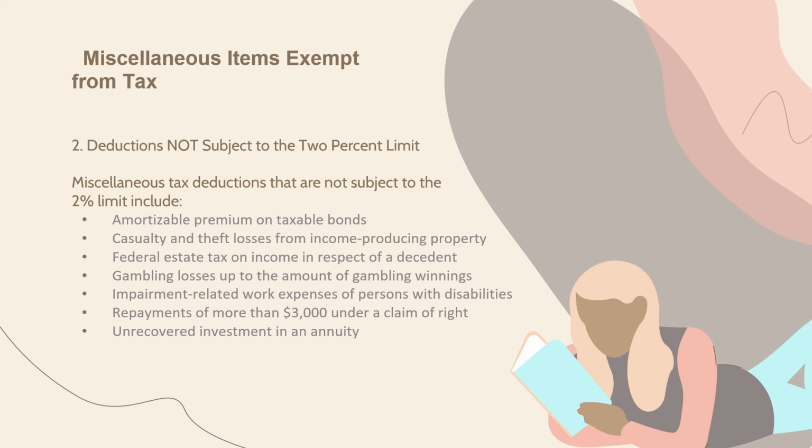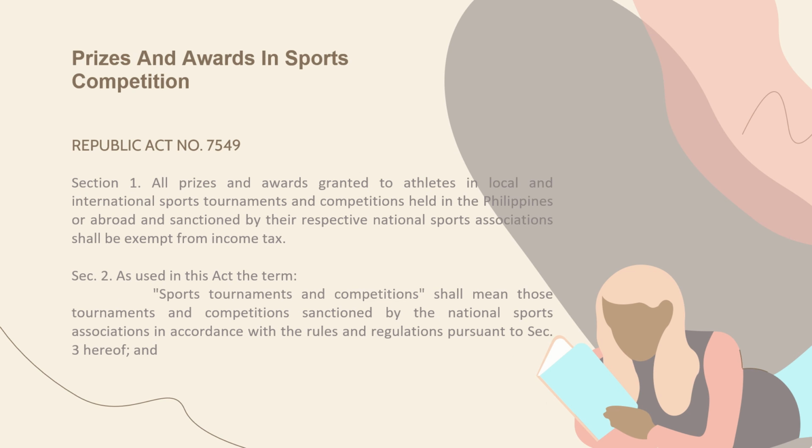Miscellaneous tax deductions that are not subject to the 2% limit include amortizable premium on taxable bonds, casualty and theft losses from income-producing property, federal estate tax on income in respect of a decedent, gambling losses up to the amount of gambling winnings, impairment-related work expenses of persons with disabilities, repayment of more than $3,000 under a claim of right, and recovered investment in an annuity.